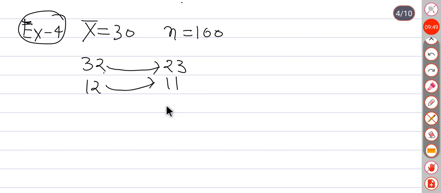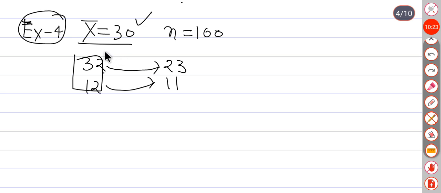So of course the summation of observations is wrong, and so the mean is also wrong, because instead of 32 there was 23, and instead of 12 there was 11. So of course that mean is not correct. So let us find it. In the last question there was only one mistake. In this question there are two mistakes.